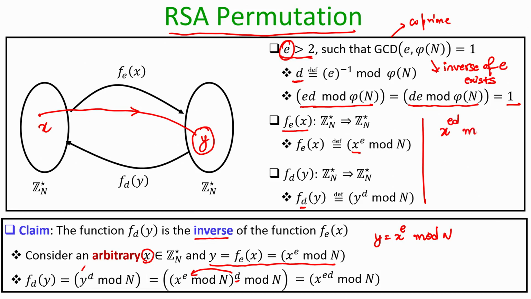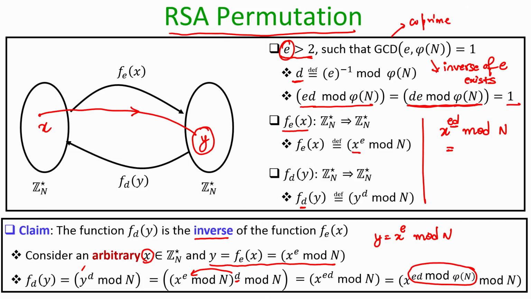Now you remember we have this result that if you want to compute x to the power any exponent modulo n, then you can reduce the exponent modulo phi of n. You will get the same result. So, this will give you the same result as x to the power the exponent e d being reduced modulo phi of n, and then in the base you have mod of n. But what can we say about this quantity e times d modulo phi of n? e times d modulo phi of n is 1, because d and e are inverses of each other.